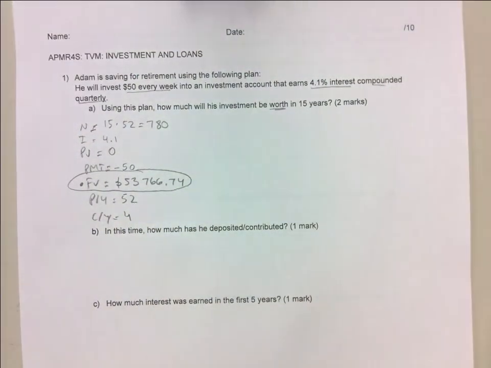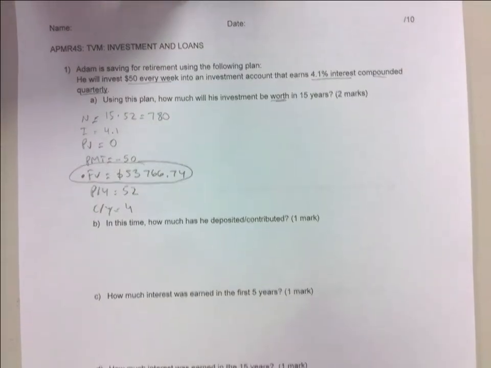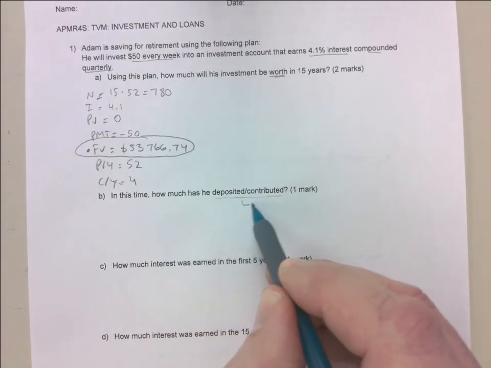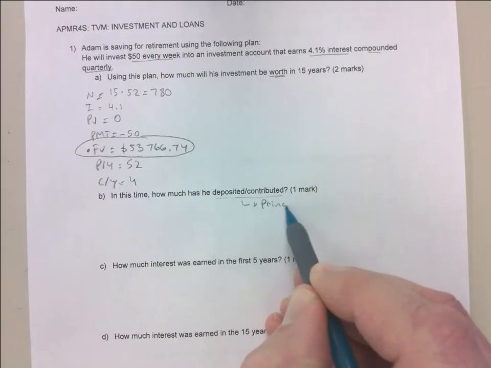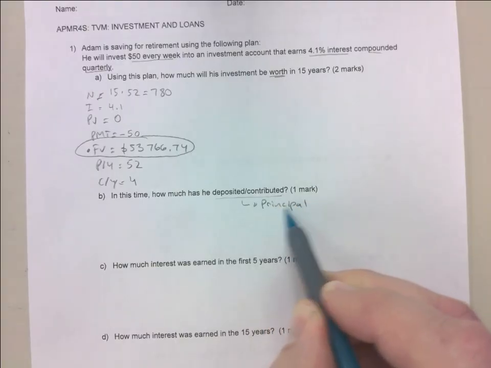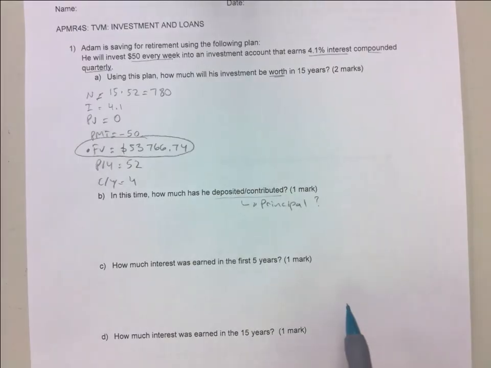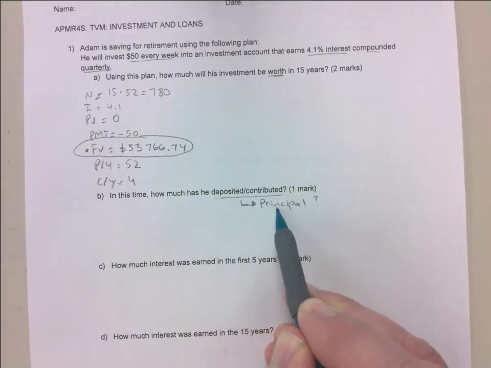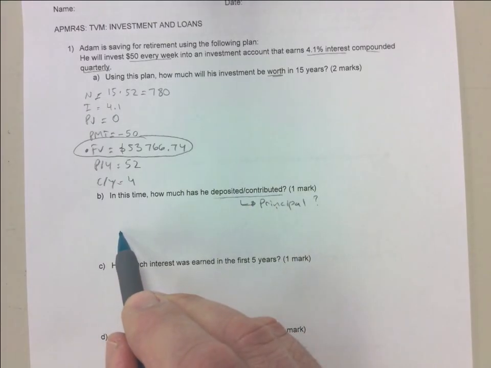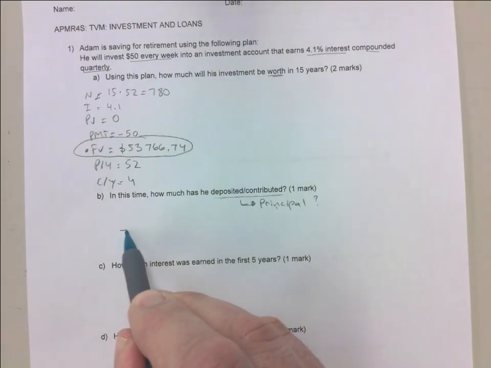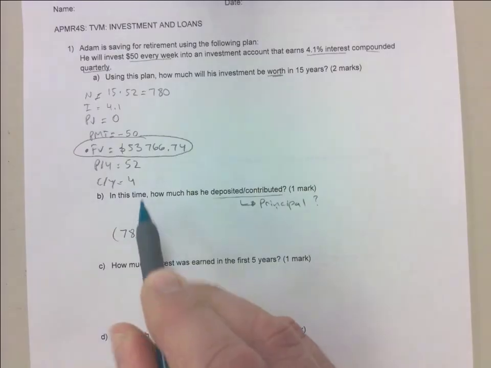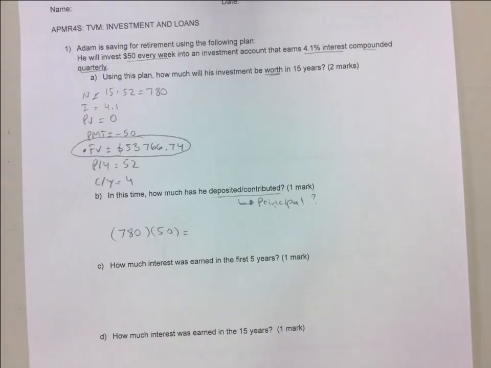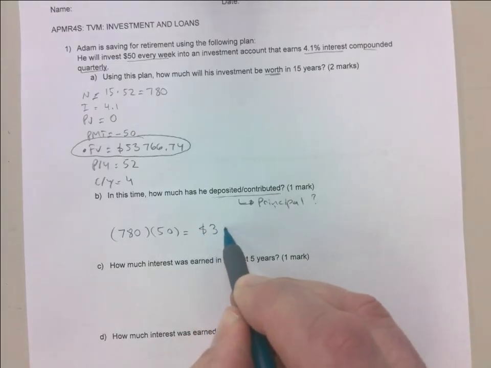In this time, how much has he deposited or contributed? It's asking for the principal. This is an investment, so what is the principal? It's the same question, so you might want to make a note that that's what I'm asking here. So you can simply say 780 payments of $50. That is what Adam has put in, and that is $39,000.